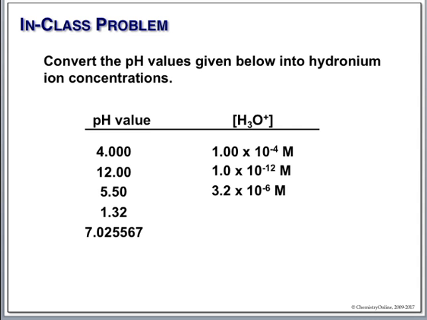Here we would enter minus 1.32. We would hit 10 to the x, and with any luck, you should get 4.8 times 10 to the minus 2.